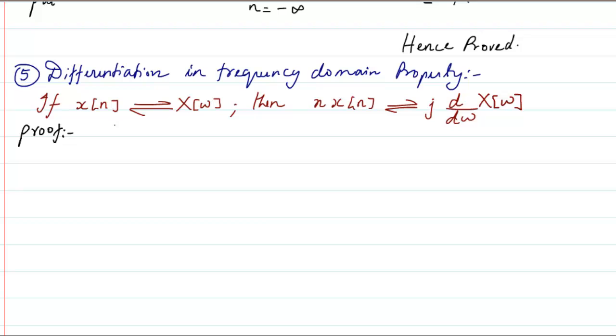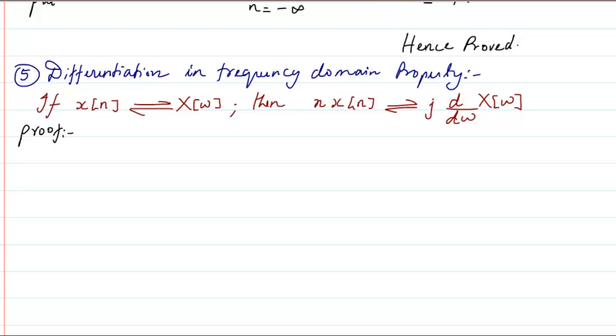The differentiation in frequency domain property states that if you have a function x of n whose x of omega you have found out, then multiplying the time n with x of n, if you want to find out the Fourier transform of that, it is as good as taking the original x of omega that you found out and then differentiating it with respect to omega and multiplying it with j. If it is with n square, you will have to multiply it with j square and double differentiate with respect to omega. Let us prove this.